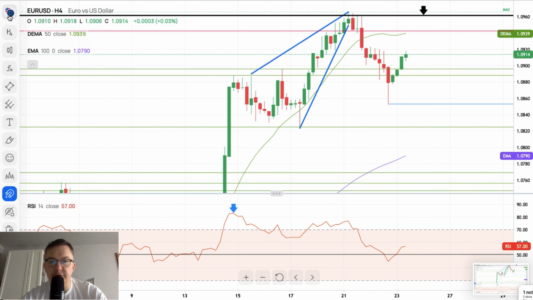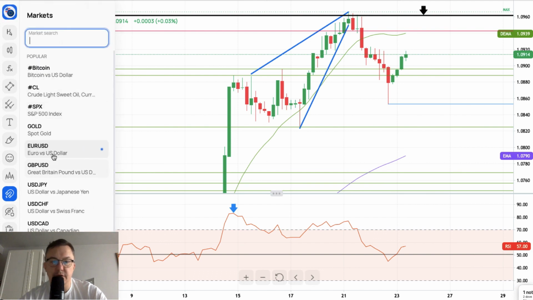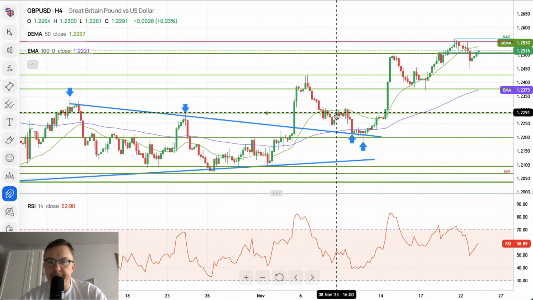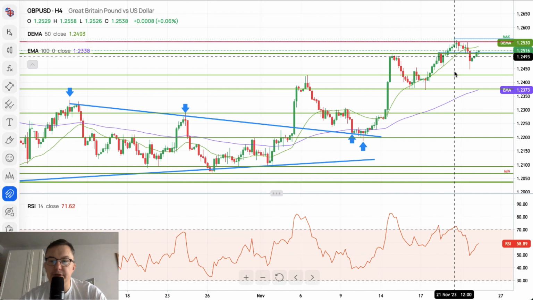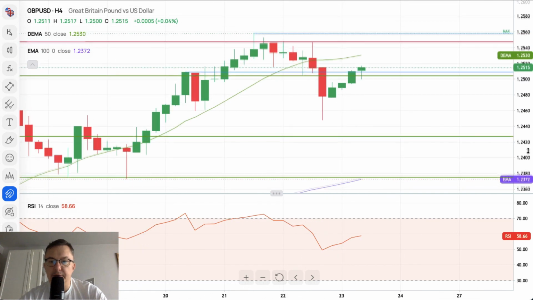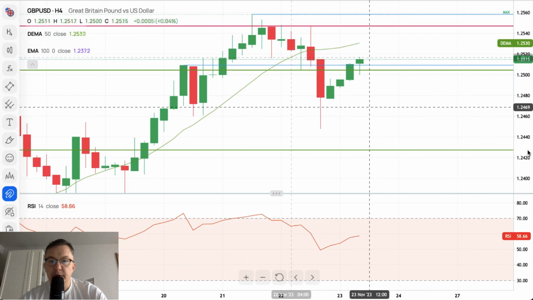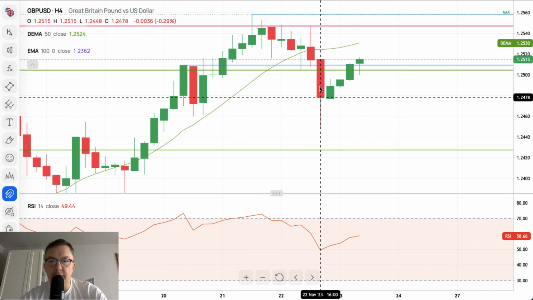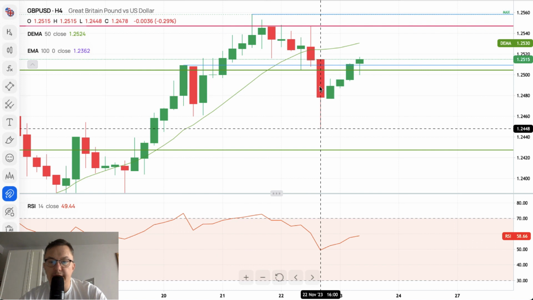So that's the situation on the euro dollar. Nice bounce from the lows. What is the British pound doing then? The same situation in the British pound. Please take a look. If we zoom in, we can clearly see the same kind of price action. We dipped towards the lows at 1.2448, and now we bounced.